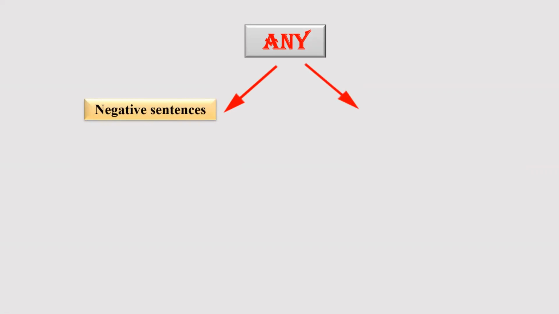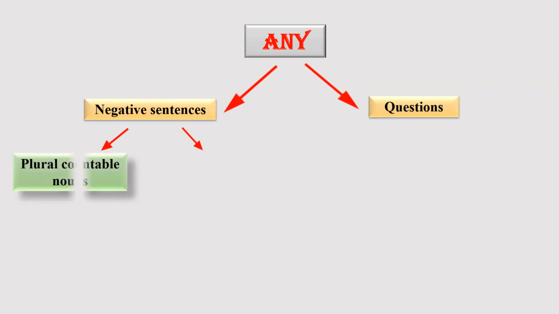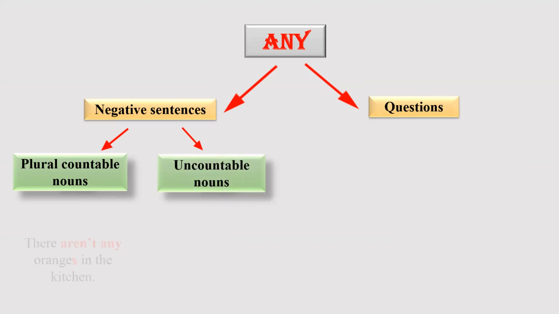Any comes in negative sentences and in questions or interrogative sentences. It comes in negative sentences before plural countable nouns and uncountable nouns. Example, there aren't any oranges in the kitchen. So here, oranges is a plural countable noun, and this is a negative sentence.